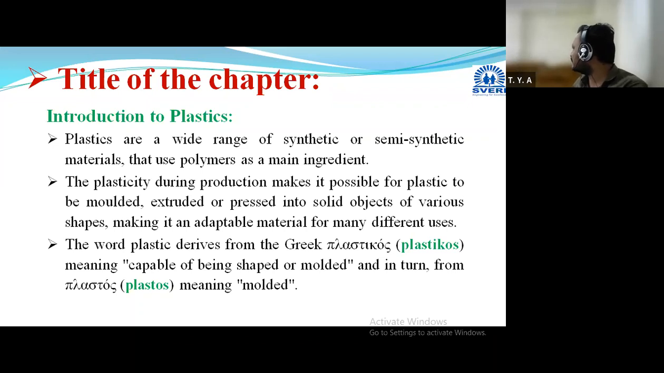Okay, because of its very good or high plasticity, we can give it different shapes. It can be reshaped or remolded. Okay, that is the plastic material.